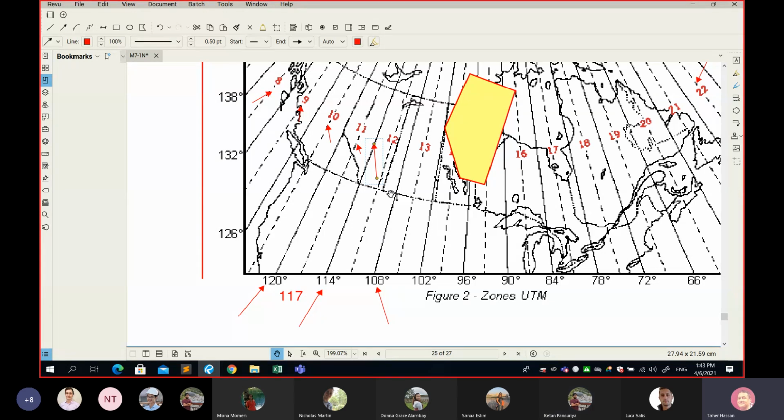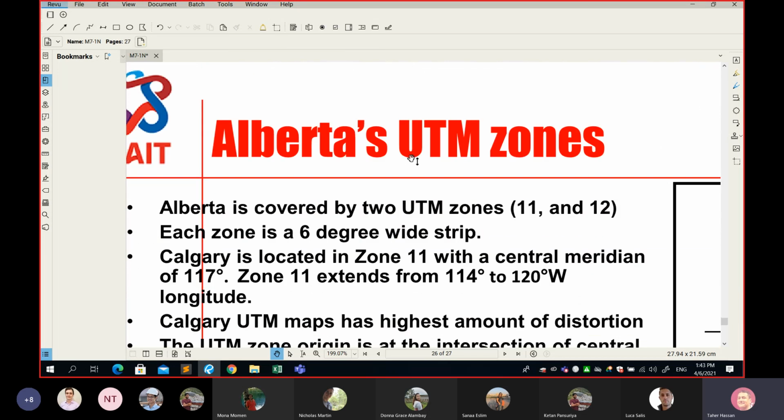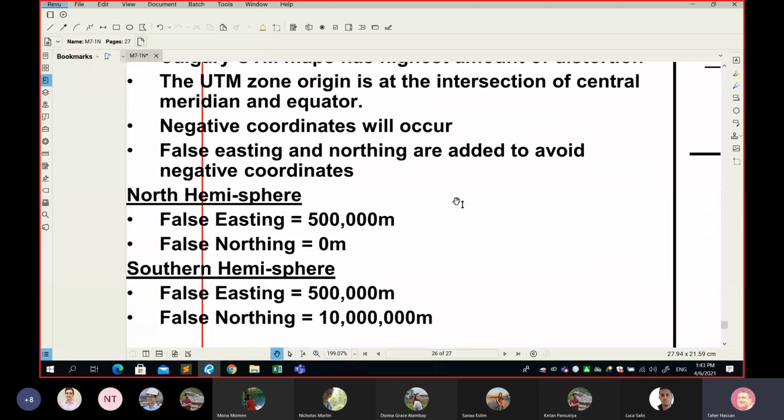High. Yes, Calgary has the highest distortion because we are on the border of zone number 11. That's why we have the highest distortion. Okay, we're getting very, very close to the end.